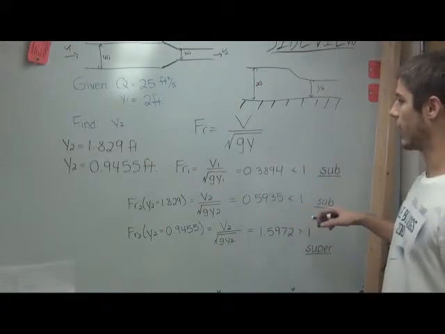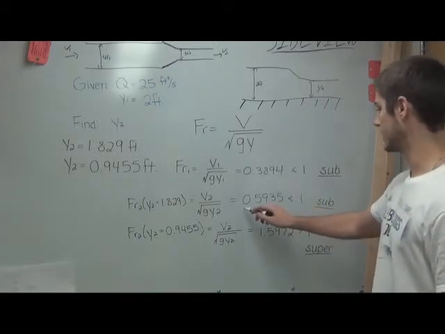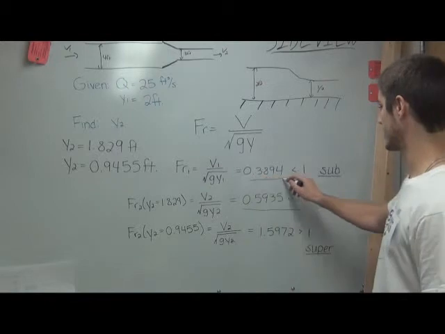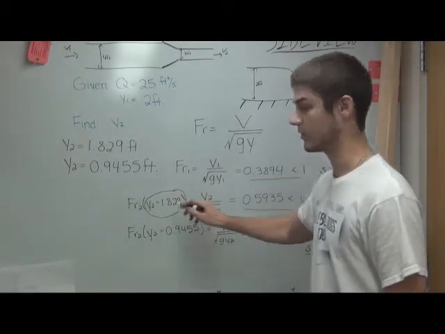So what this whole Froude number analysis did for us was show us that we can use this value because this one matches this. So the answer is actually going to be Y2 equals 1.829 feet.